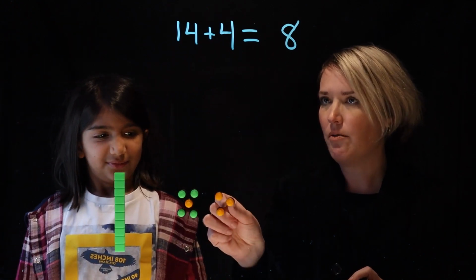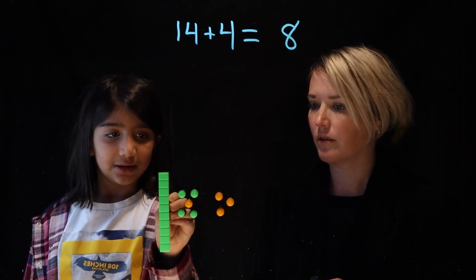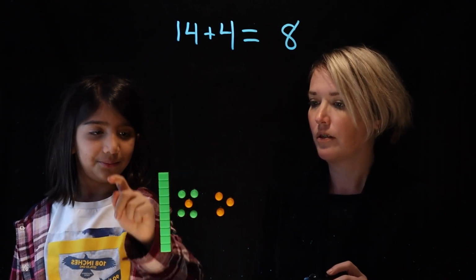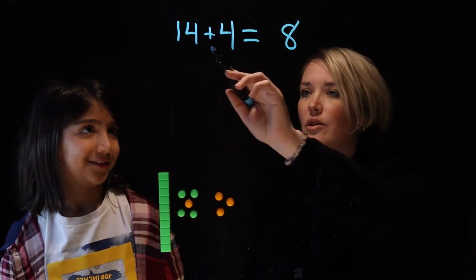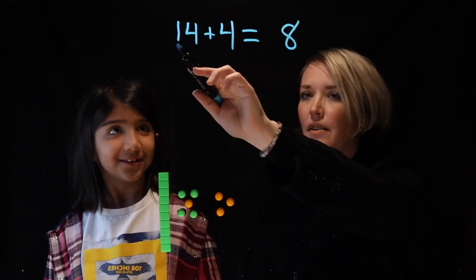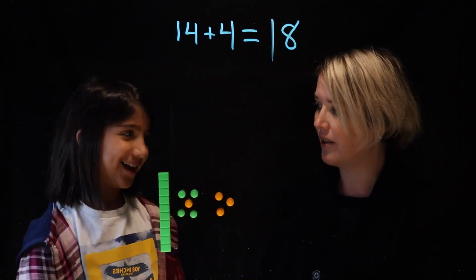Okay. And then what do you do? Then I put this back beside 8, then it makes 18. So you ignore the 10, you go 4 plus 4 equals 8, and then you put the 10 back. So yeah. 10 plus 8 equals 18. Fantastic.